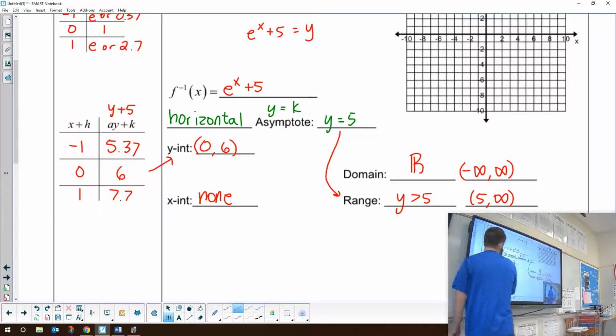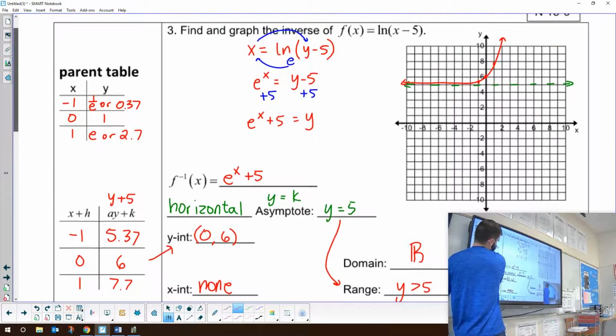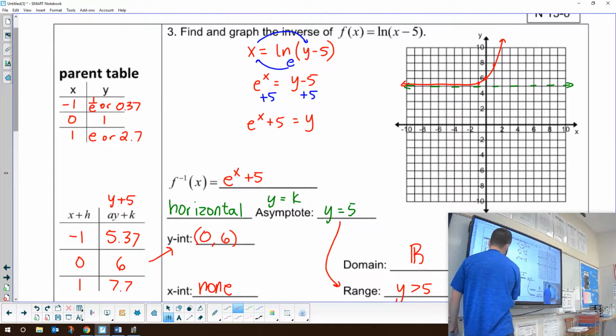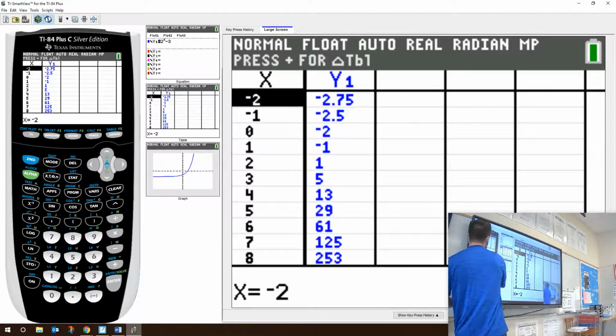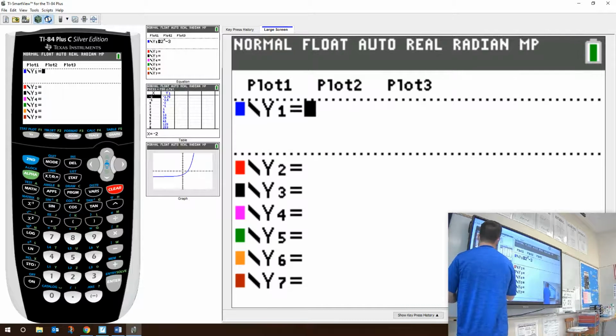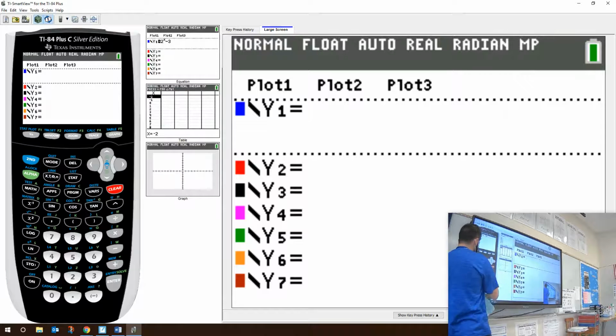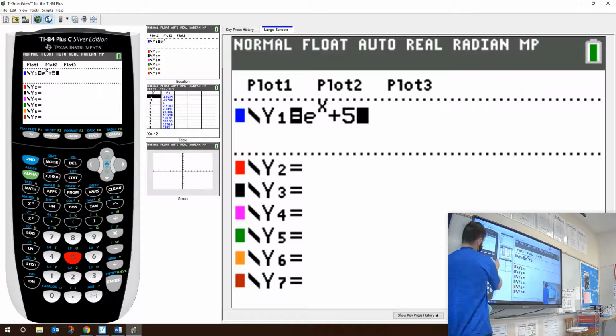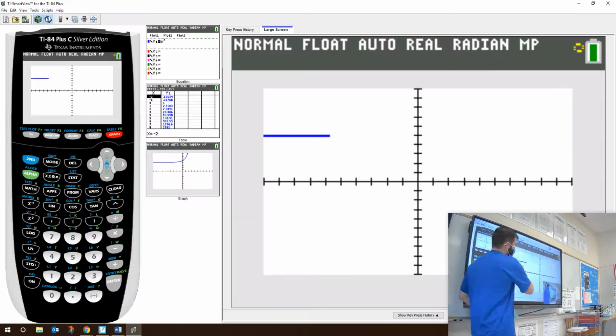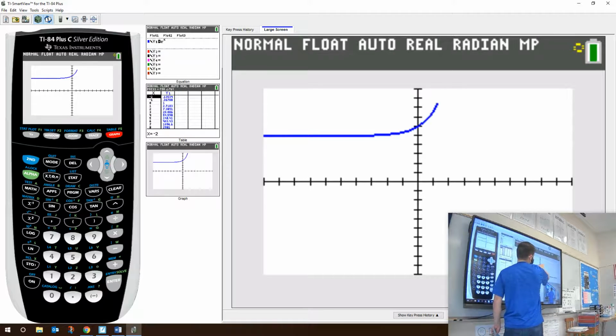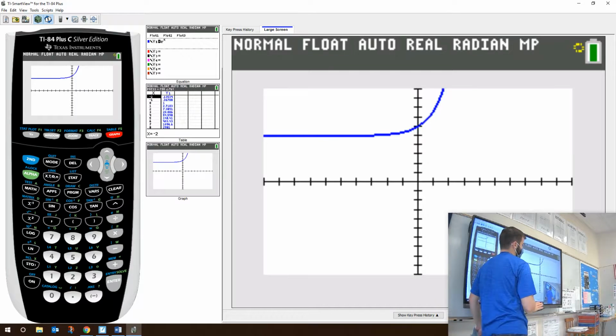We did it. I want to show you real quick before we go what this would look like in your calculator. So if we were to pull up our calculator, we would go to y equals, and you can plug this in, and you can go y equals e to the x plus 5, and we could look at our graph. Notice how it's up here at a horizontal asymptote of 5, and then it just spikes up right there, okay?